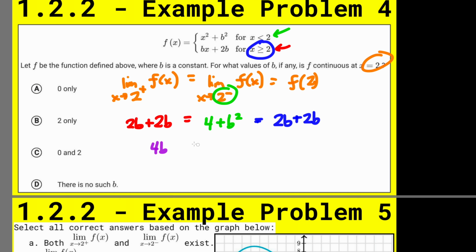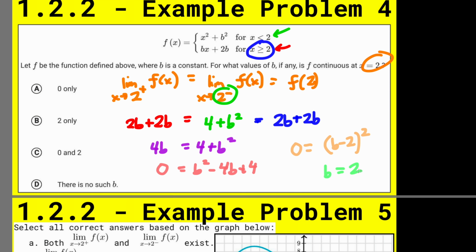I'm going to simplify this to be 4b is equal to 4 plus b squared. And then I'm just going to solve that quadratic. I'm going to subtract 4b from both sides, minus 4b plus 4. This one does factor nicely, so you can solve for b. It's just going to be 0 is equal to b minus 2 quantity squared, which means the answer is going to be b is equal to 2. So if b was equal to 2, that would be continuous. This function right here would be continuous between these two pieces. Any other value, it would not actually work out.